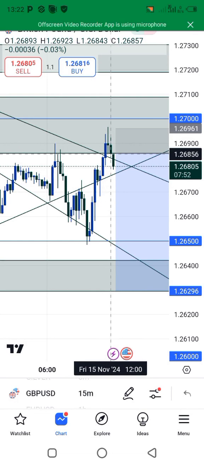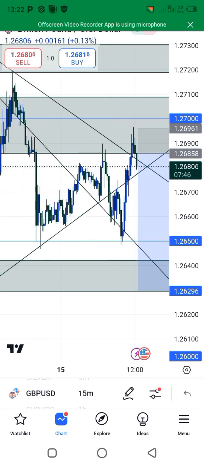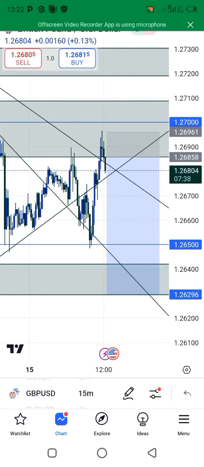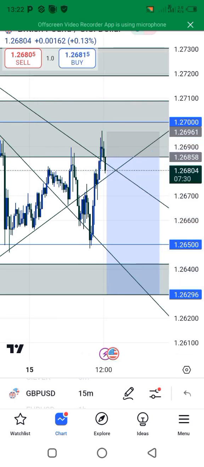We're just waiting for the market to probably reach our TP or our stop loss. We're currently risking 10 pips, our stop loss is 10 pips, to gain 56 pips. So let's just watch and see what the market may do next.